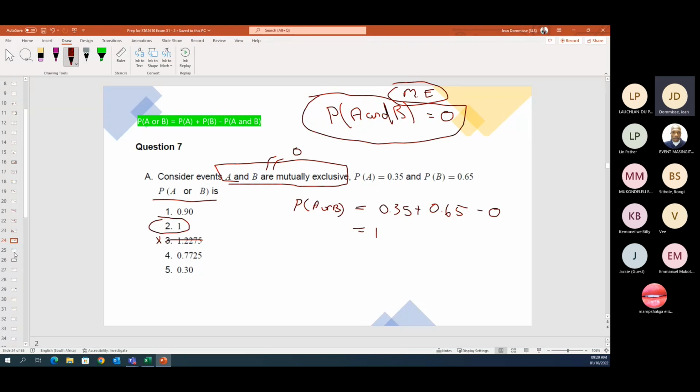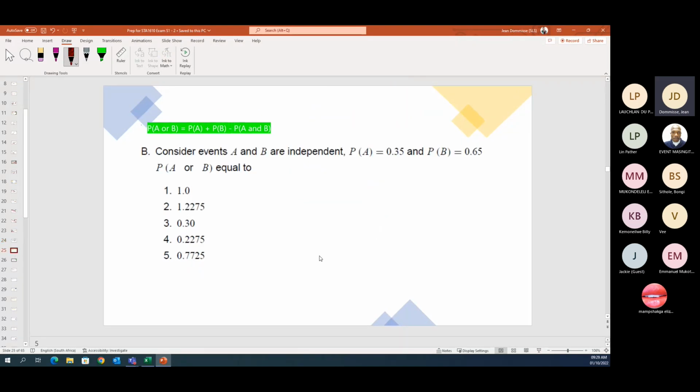I hope the next one is then on independence. Yes. Exactly the same question that they're giving us. Consider now that events A and B are independent. When A and B are independent, the probability of A times the probability of B will give you the probability of A and B. So the probability of A and B is equal to the probability of A times the probability of B.